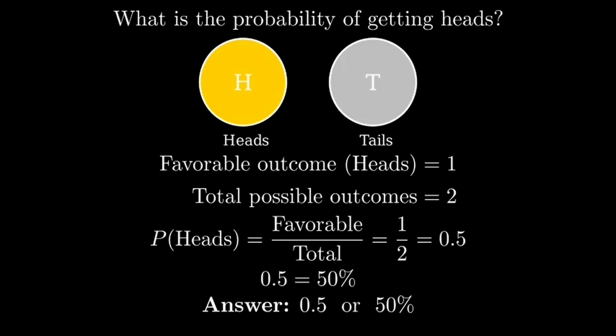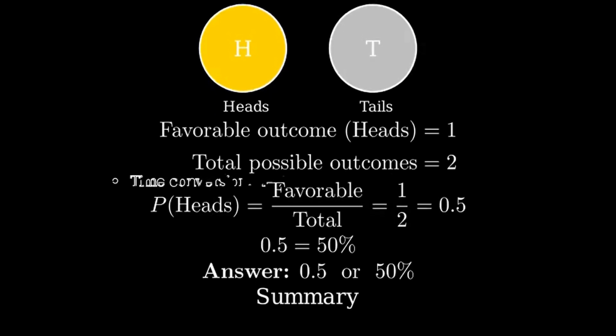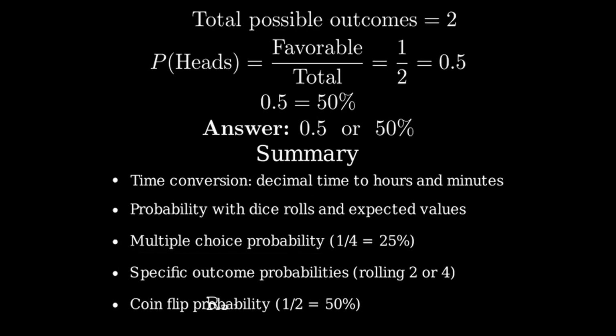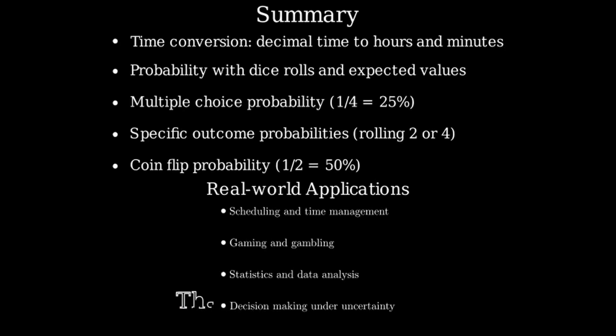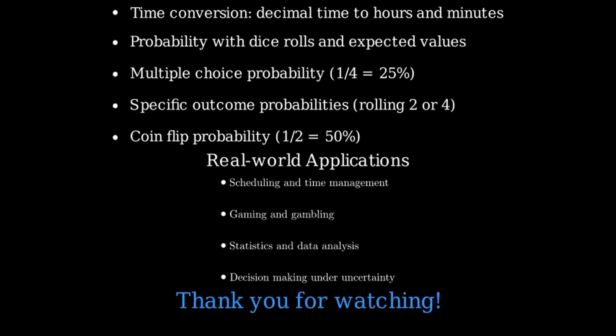Let's summarize what we've learned today. We've covered time conversion, calculating decimal time to hours and minutes. We've also explored various probability scenarios. With dice, we calculated the expected number of specific outcomes over multiple rolls, the probability of specific outcomes like 2 or 4, and worked with both even and odd numbers. With a multiple choice question, we found the probability of selecting the correct answer when there are 4 options.